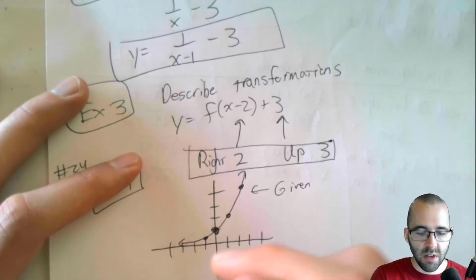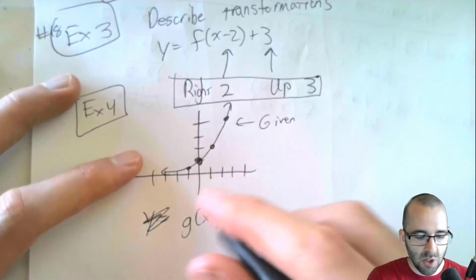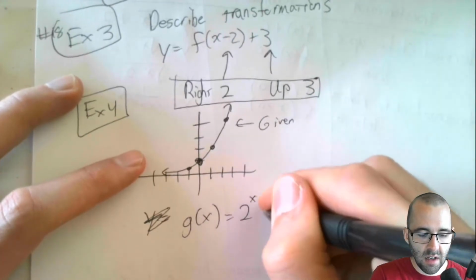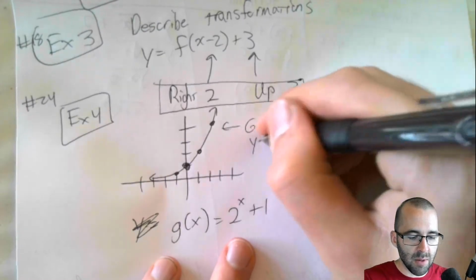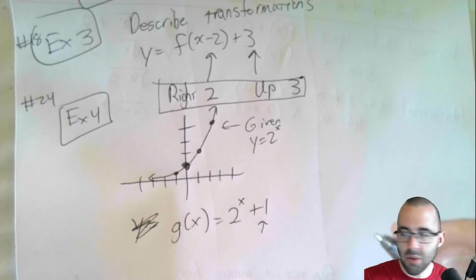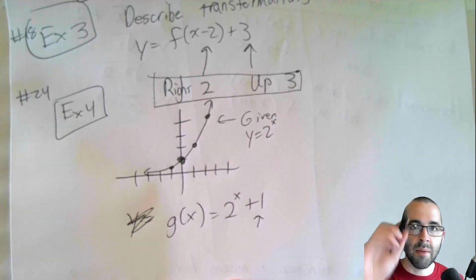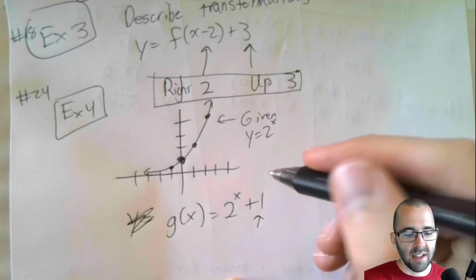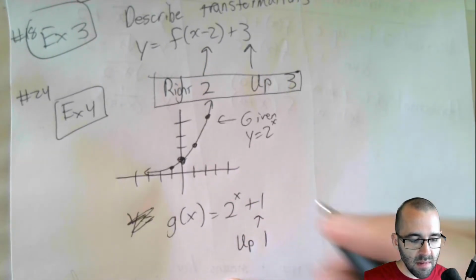First off, look at what we have. We want to graph g of x is equal to 2 to the x plus 1. The most important thing, right, this is y equals 2 to the x up here, is identifying what transformation this is. We're doing something to the outside of the function. That means vertical. Plus 1 means it's going to go up 1 unit.